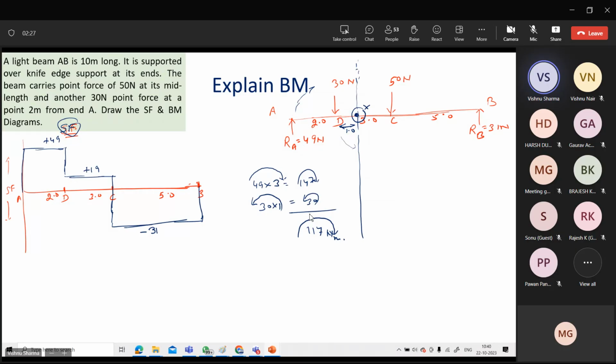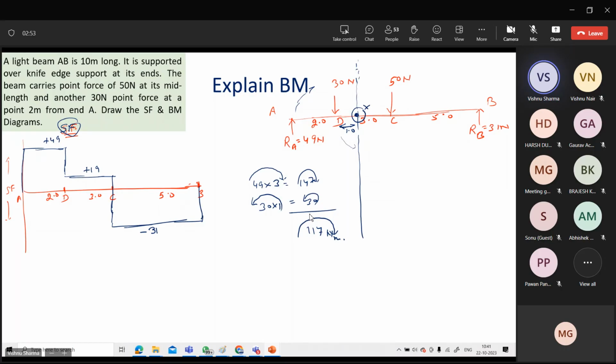Do you agree that the forces to the left of x cause a bending moment of 117 Newton meter about x, which is acting in the clockwise direction? Do you agree with this, or any questions? Agreed, guys? Yes, sir. Okay. Likewise, we have two forces to the right of x.